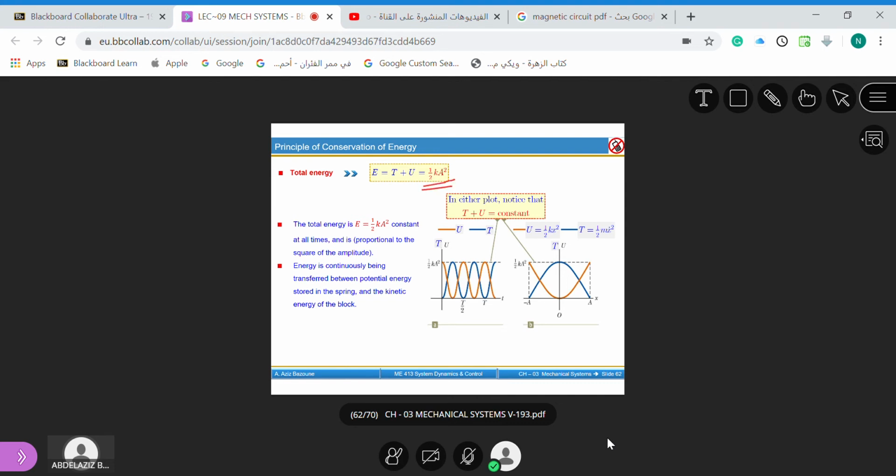This is the kinetic energy, and this is the potential energy. Wherever you add this point to this point, this point to this point, you end up with a constant energy, which is equal to half k A squared, here and here. Is it clear? It's always a constant. It's always equal to a constant.